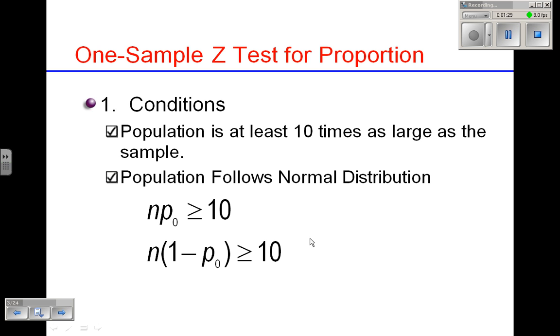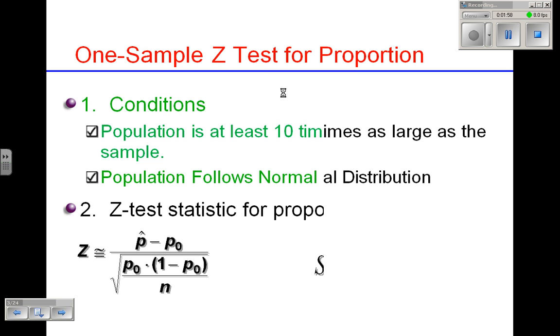For a one-sample z-test for a proportion, the conditions are, if you remember this from chapter 9, the population must be at least 10 times as large as the sample, and the population must follow a normal distribution, which means n times p has to be greater than or equal to 10, and n times 1 minus p also must be greater than or equal to 10. So those are the two conditions that must be met in order to do a one-sample z-test for proportions.